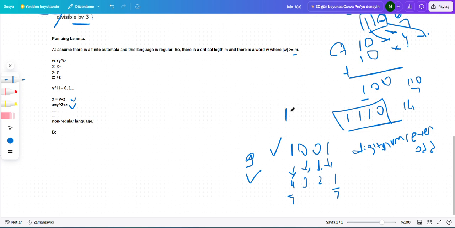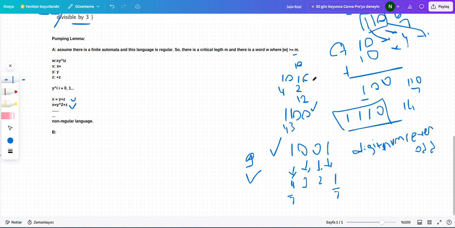For example, 1100 is 8 plus 4, which is 12, and this is four digits, so it satisfies our rule again. But for 1010, 8 plus 2, which is 10, this is also four digits, and there are no more ones in our word, so it doesn't satisfy divisibility by 3. It's also not accepted.